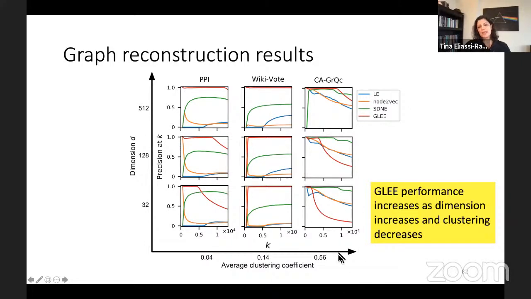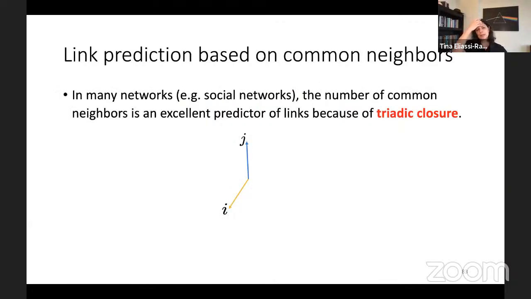And then as triangles are added, then I do better. And so here we see that our performance, so the GLEE's performance, increases as dimensions increase in your embedding and the clustering increases. And so we can construct, for example, 10,000 edges with almost perfection in these charts. The other task that is used a lot for these embeddings is link prediction based on common neighbors.